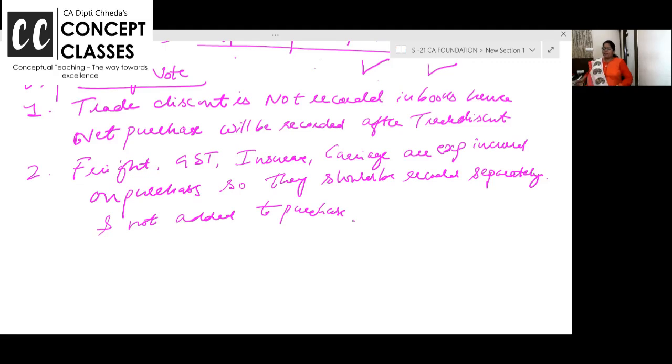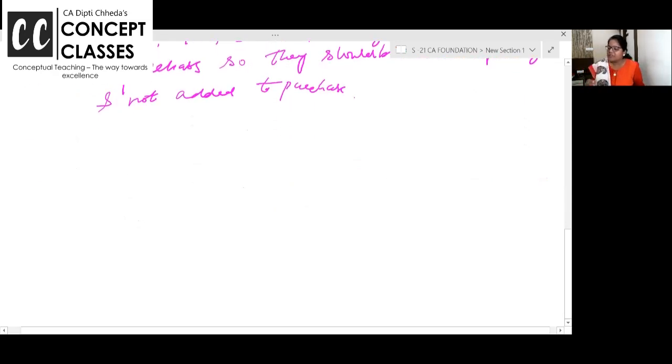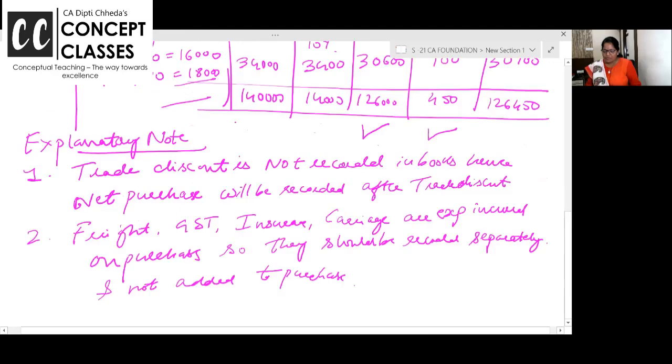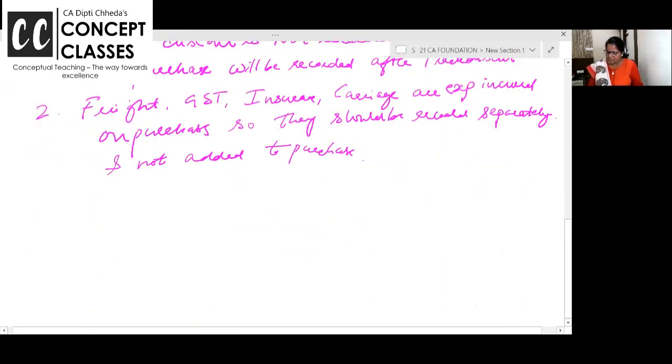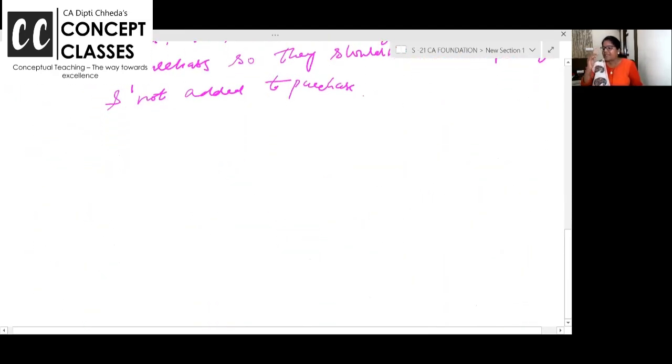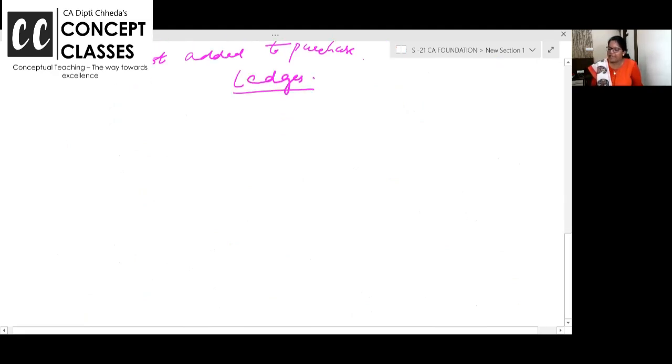Now let's see how we will do the posting. So we will make T format ledgers. T format. This is all for which month? April month. And how is a ledger made? It's T format. T format is debit side and credit side. So write down in your book: ledger. Let's make the ledger.